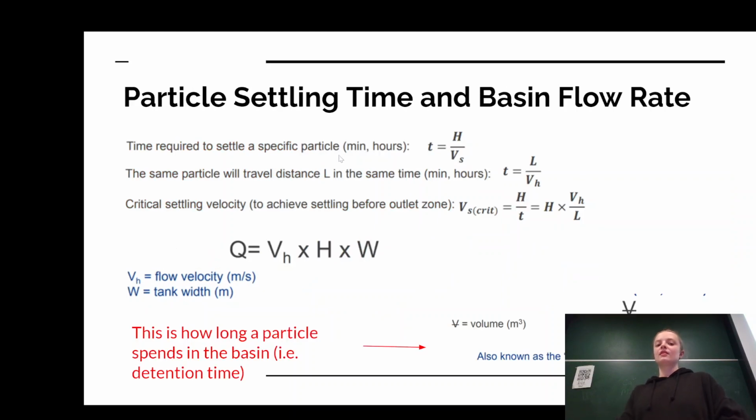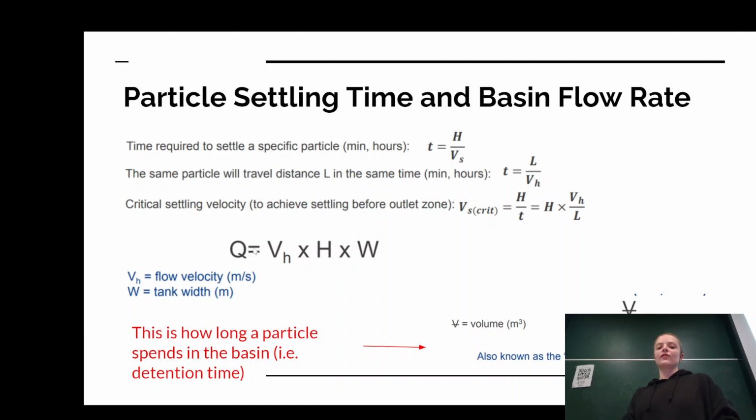Okay. I've got a couple more equations here for particle settling time and basin flow rate. Sometimes they'll ask you to calculate the time required to settle a specific particle. So that's time equals h over vs. Down here we've got h, which is the height of the tank. And then the same particle will travel a distance L in the same time. So that's time equals L over the velocity. And then critical settling velocity is written down here.